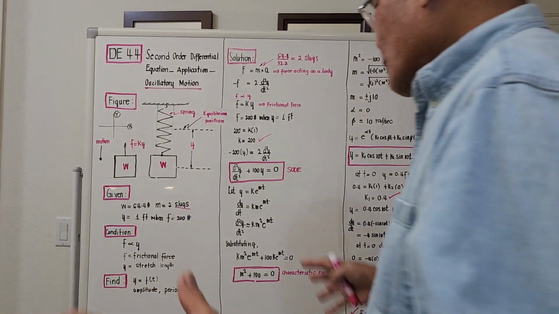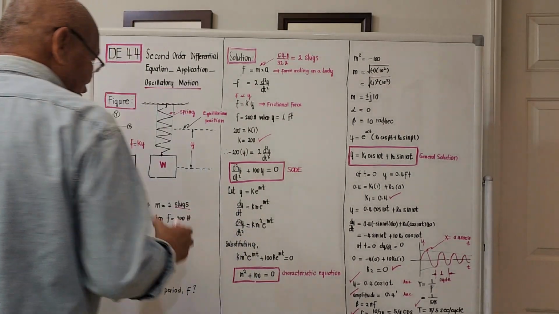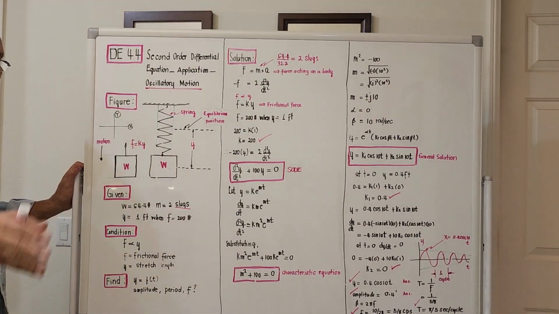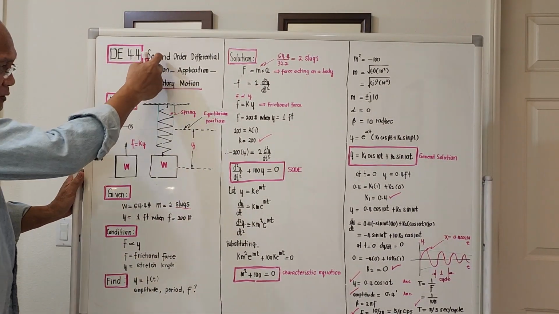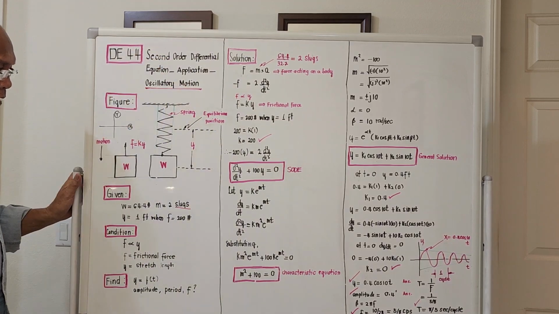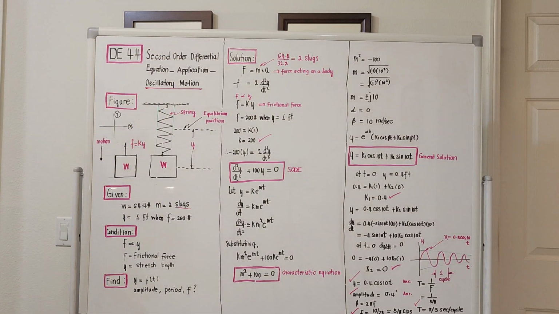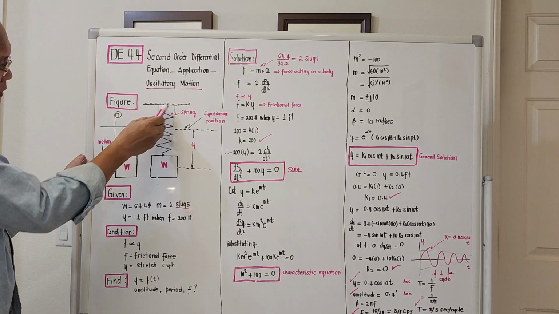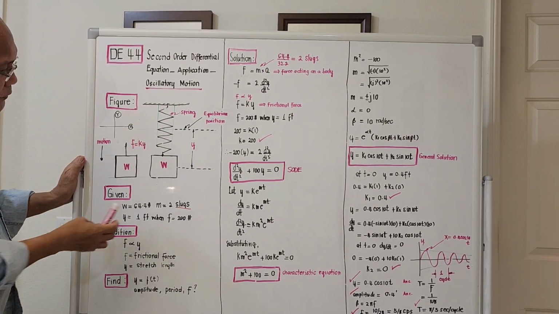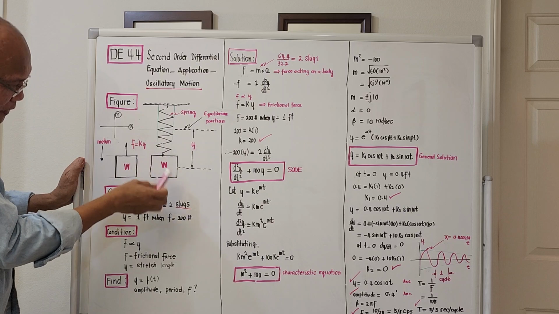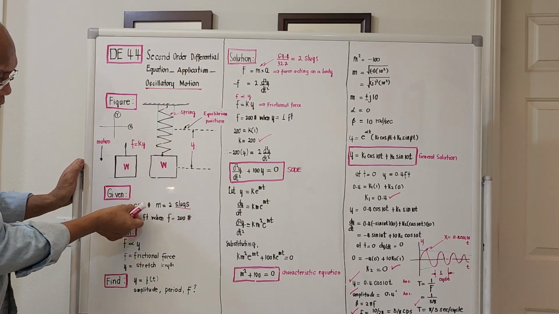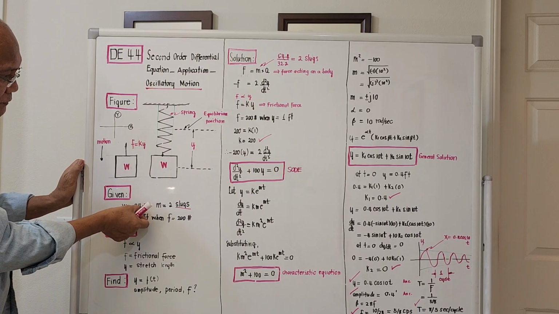So right now, what is being given is an oscillatory motion. Oscillatory motion falls under second order differential equation. Okay, let's try to bring out the figure. We are given a spring. Below the spring is an attached weight. The total weight is 64.4 pounds.